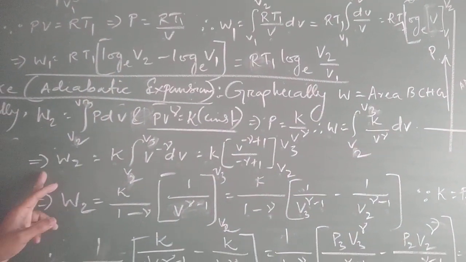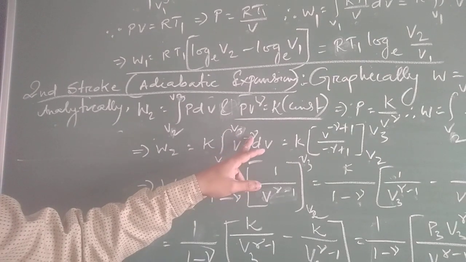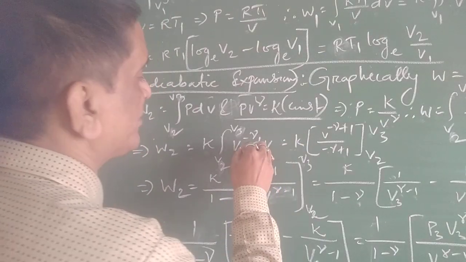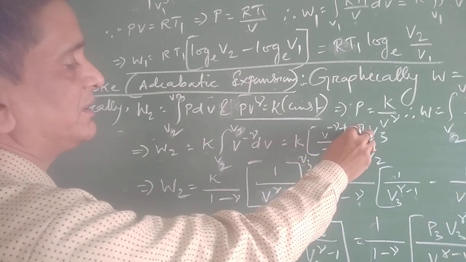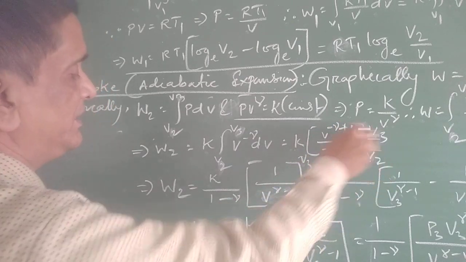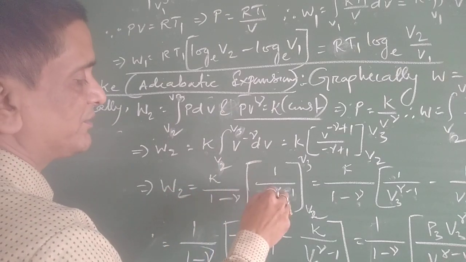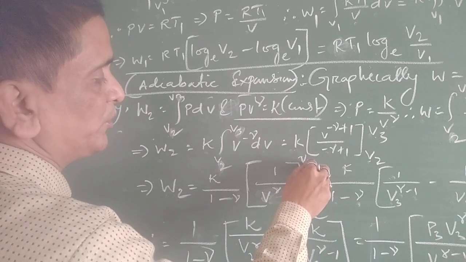So the result is W2 equals K times the integration from V2 to V3 of V to the power minus gamma dV. The integration of V to the power minus gamma will give you V to the power minus gamma plus 1 divided by minus gamma plus 1, from V2 to V3. So we get W2 equals K by 1 minus gamma times 1 by V to the power gamma minus 1, from V2 to V3.